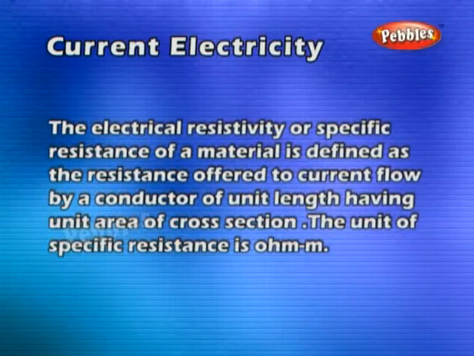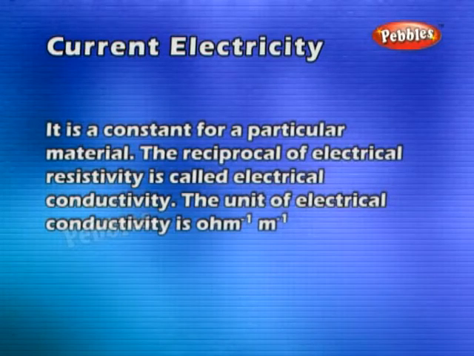The electrical resistivity or specific resistance of a material is defined as the resistance offered to current flow by a conductor of unit length having unit area of cross-section. The unit of specific resistance is ohm-metre. It is a constant for a particular material.